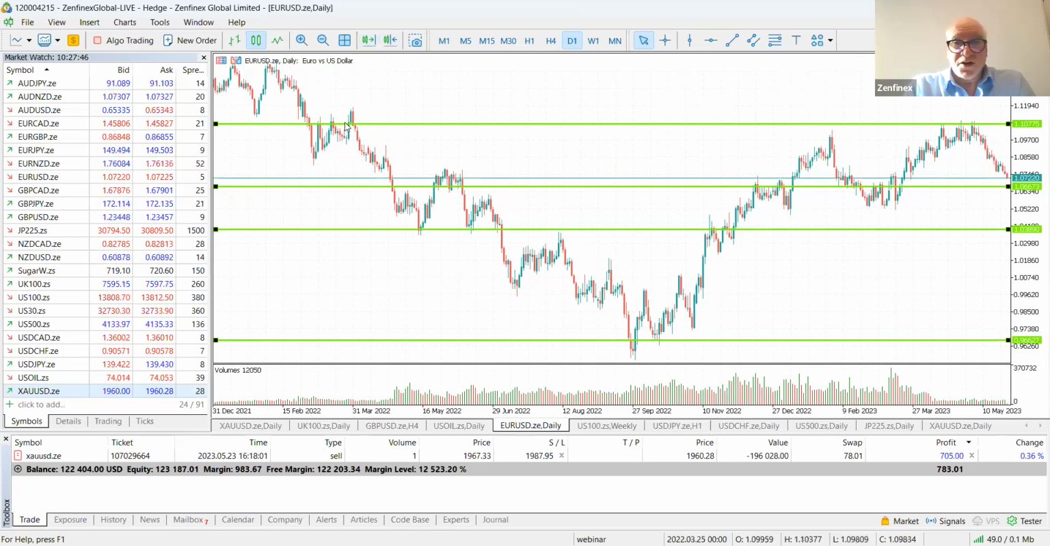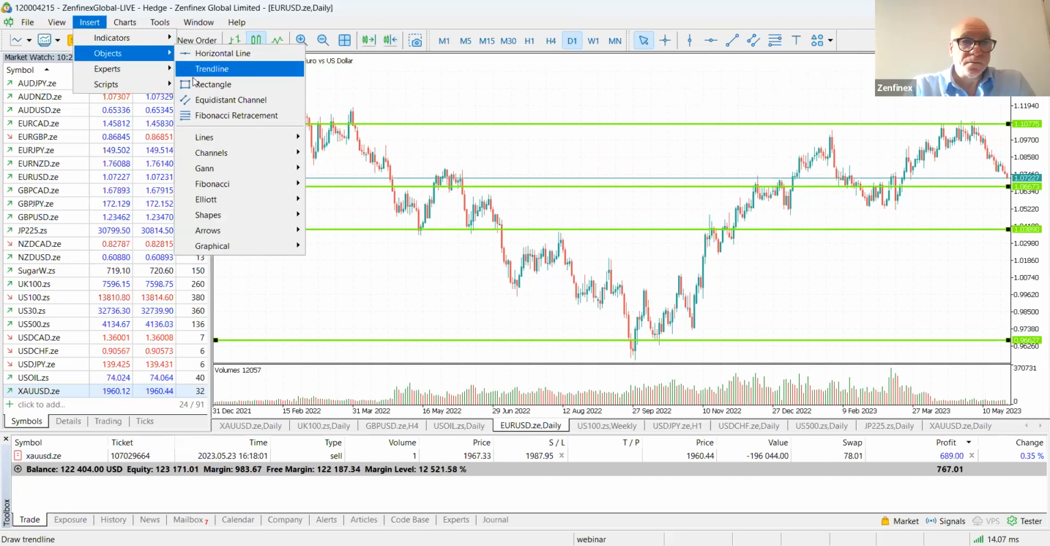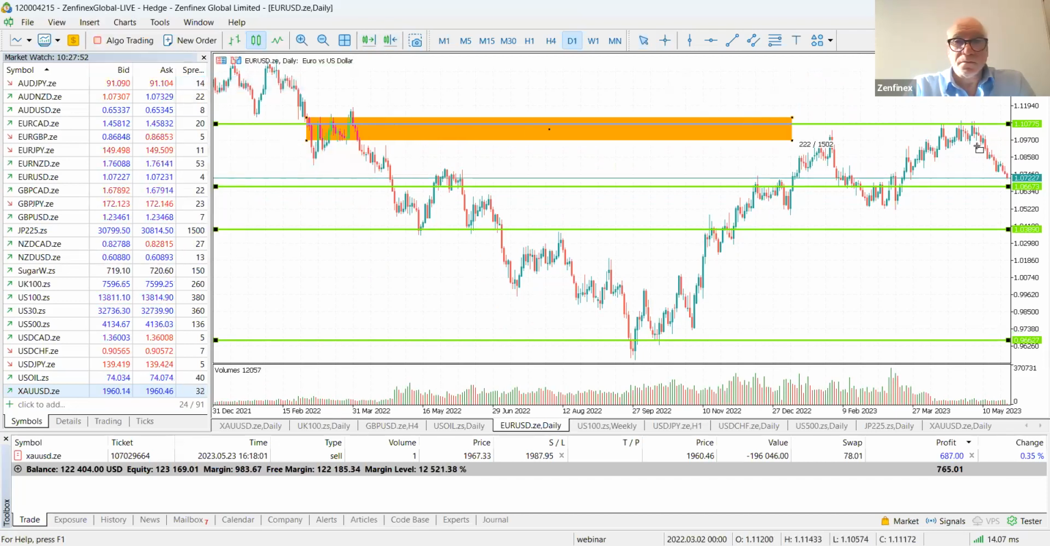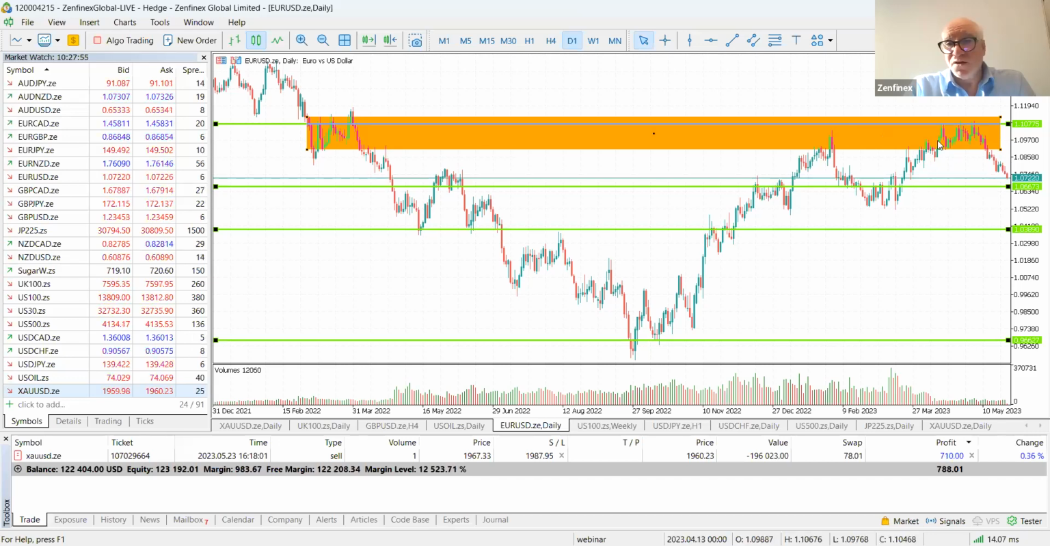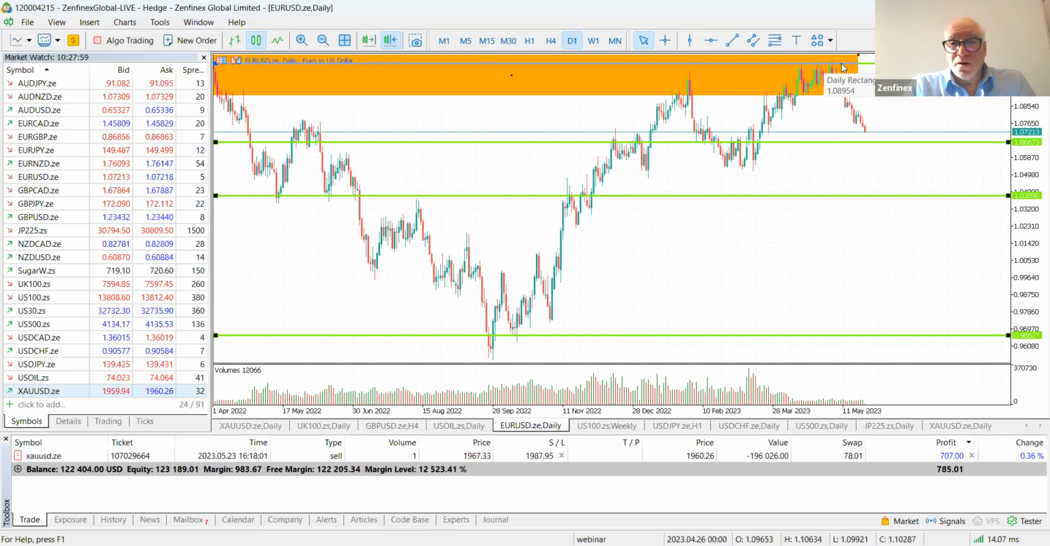So we had this consolidation area here. Let's just draw that in. It ran back into this consolidation area, rejected it, and now it's coming down. So where could this come back down to? So this is the euro dollar.